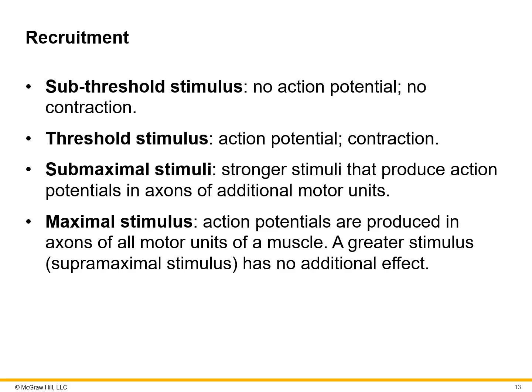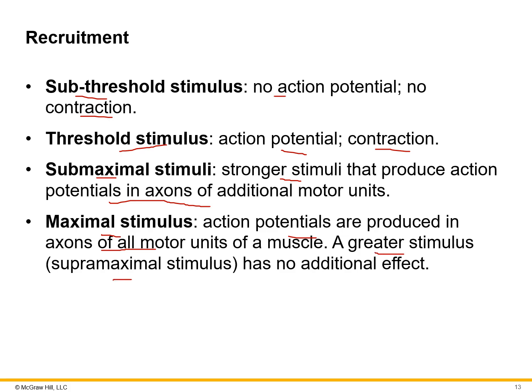So how does this recruitment work? There's a subthreshold stimulus. At this point, there's no action potential, which means there's no contraction. Our threshold, again, like we talked about with the action potential, is when it actually gets generated, which leads to the calcium coming in and we get contraction. Submaximal stimuli are stronger stimuli that produce action potentials in axons of additional motor units. And then maximal stimuli are action potentials produced in axons of all motor units of a muscle. So again, this will create the greatest stimulus possible.